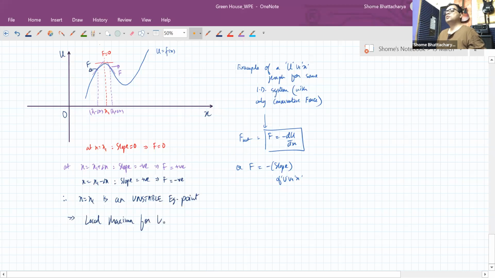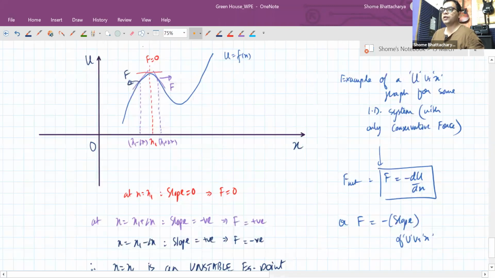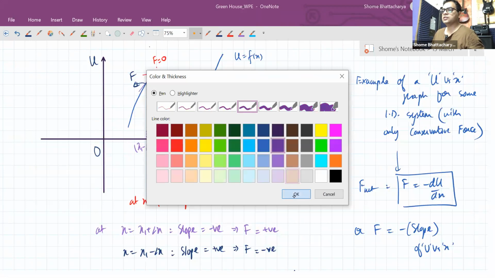So what that tells us, that local maximum for U versus x occurs at unstable equilibrium. Anytime we have a local maxima for our potential energy graph, at that point we must be having an unstable equilibrium. Likewise, you will see the other point over here, the local minima point. Okay, let's discuss about that next.